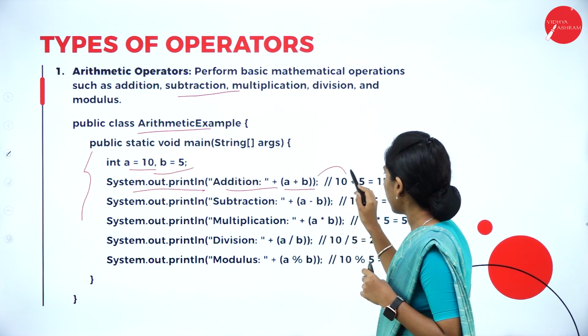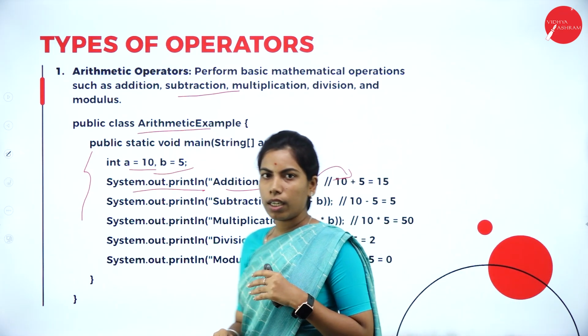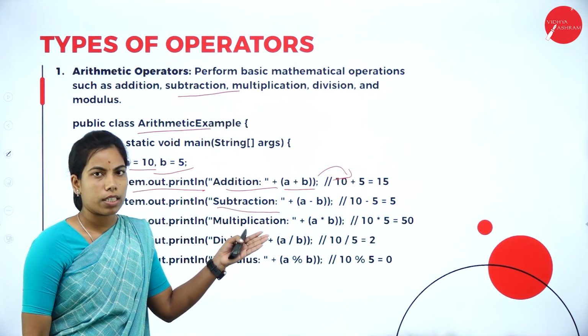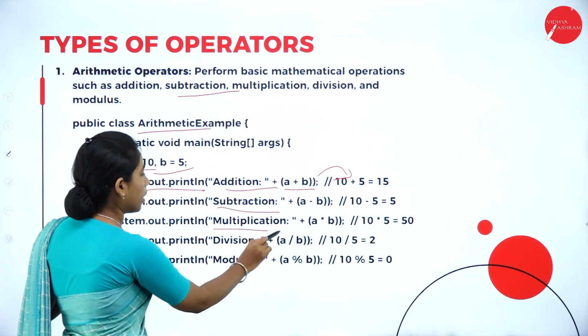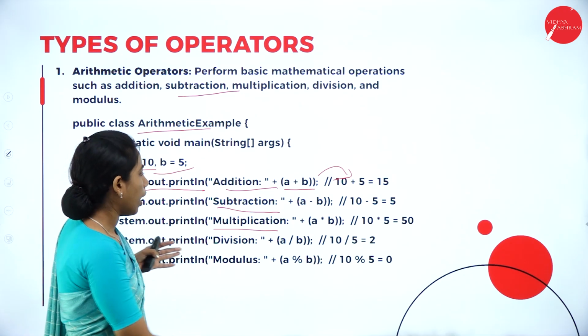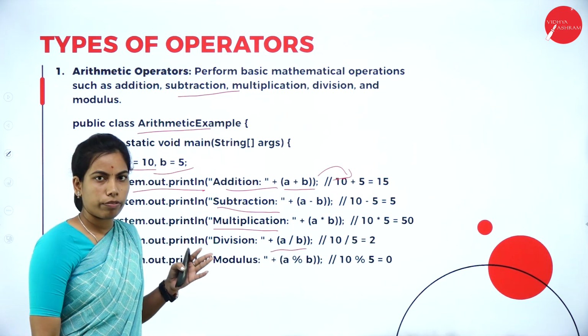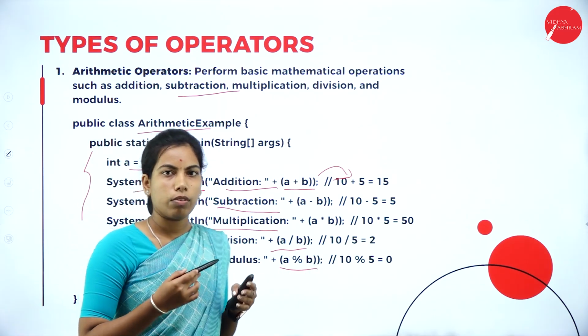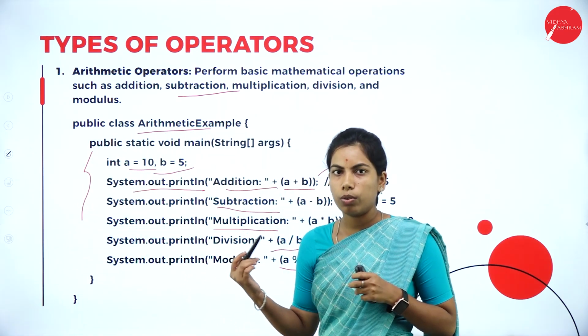So it will give what? 10 plus 5 is equal to 15. And coming to the subtraction, A minus B, 10 minus 5 is equal to 5. And also coming to the multiplication, 10 into 5 is 50. And coming to the division, 10 by 5 is equal to 2. And also the modulus, 10 modulus 5 is equal to 0. This is how you have to do the coding.